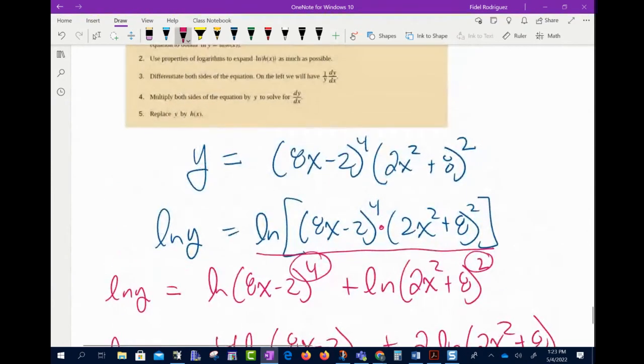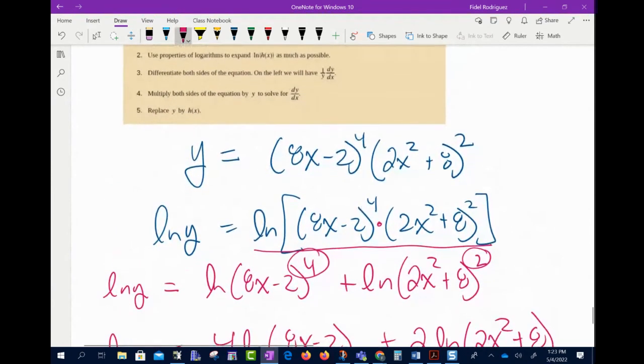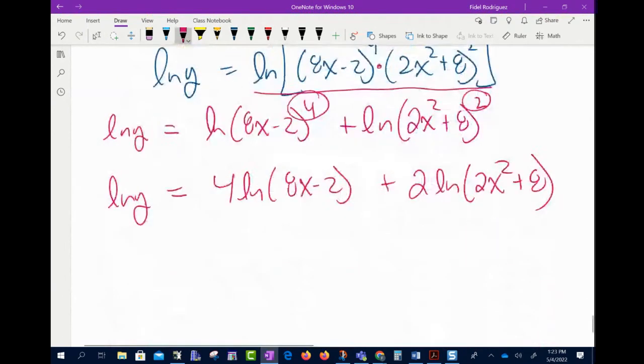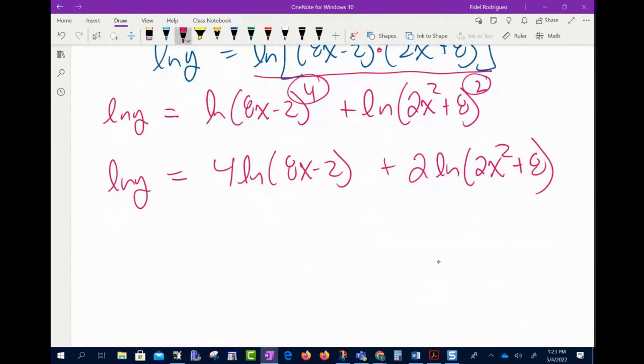All right. Now it says differentiate both sides of the equation. On the left, we're going to have 1 over y dy dx. So when I take the derivative of y, this is going to leave me with a 1 over y and a dy dx.